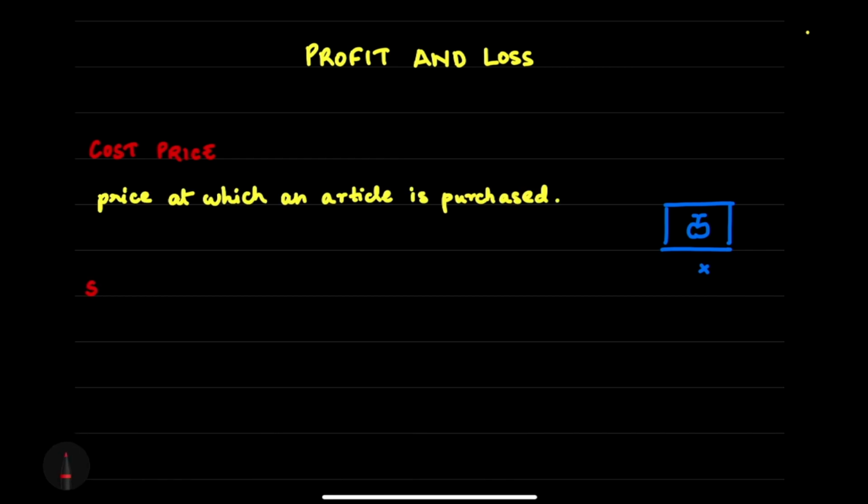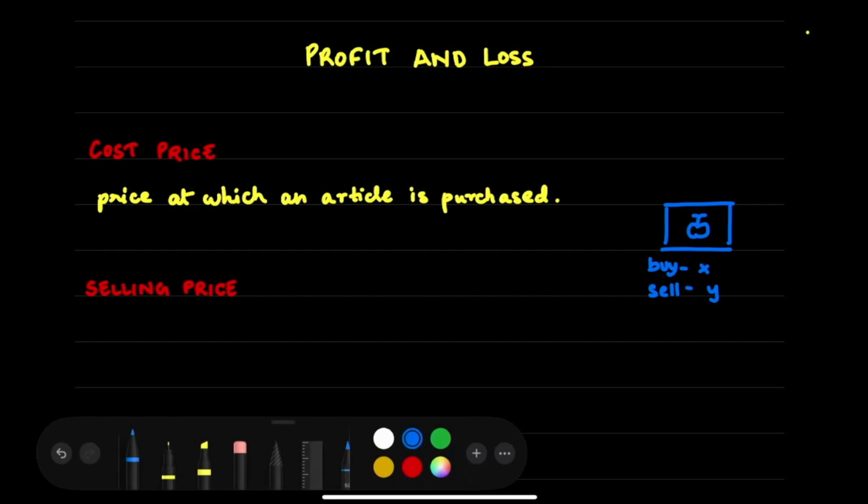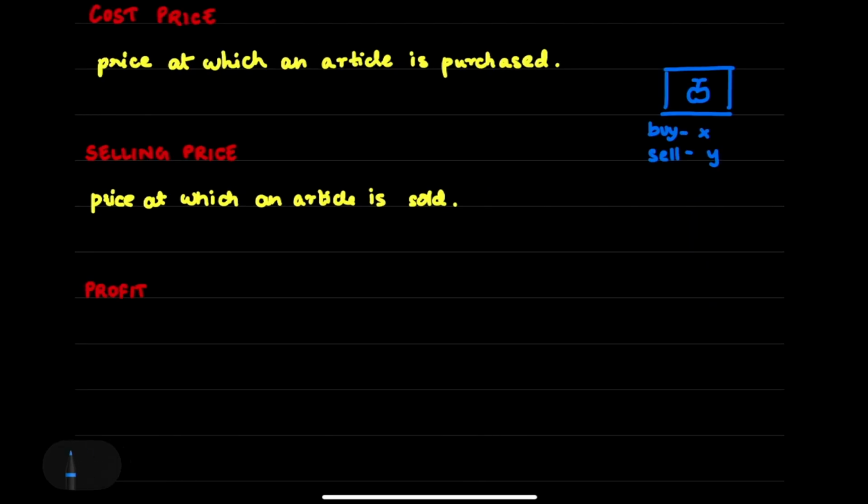Next one is the selling price. Say I sell this carton of apples at a price of Y. So that becomes the selling price. Next is profit. Say I buy this apple carton for 100 rupees and sell this carton for 120 rupees, then I've gained a profit because my selling price is greater than my cost price or the buy price. So formally, if the selling price is greater than the cost price, we have a profit.